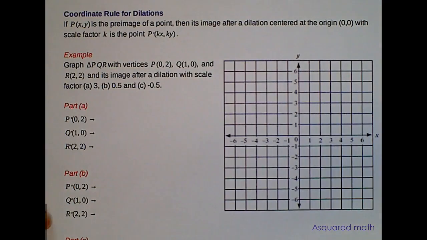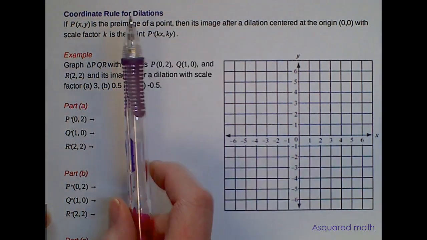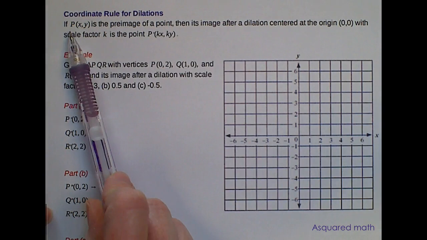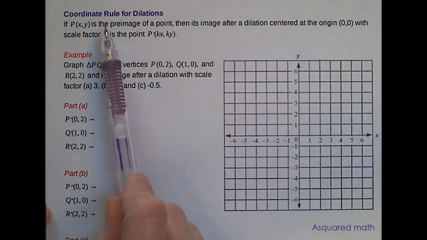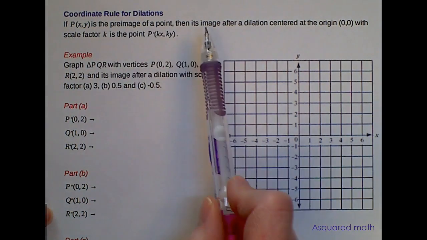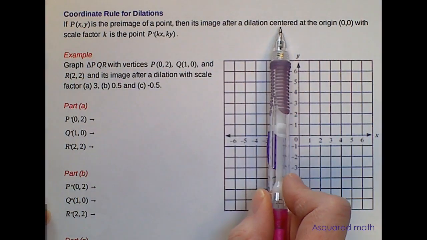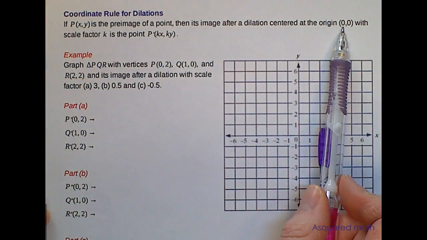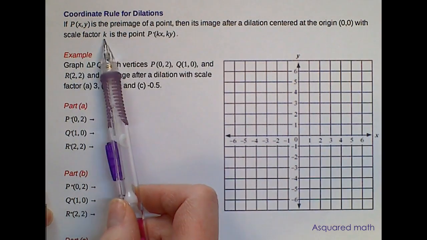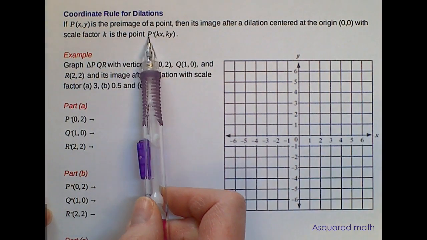Next, we're going to look at dilations on coordinate points. So the coordinate rule for dilation says if we have some point P and it's the pre-image of a point, then its image after a dilation centered at the origin, 0, 0, with the scale factor of k is the point P prime.